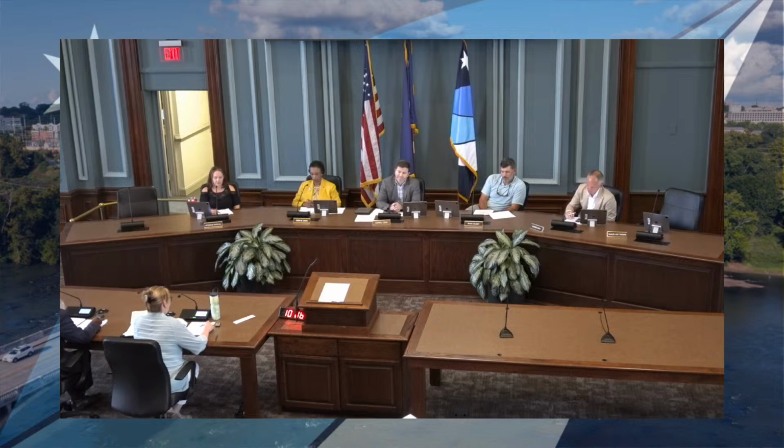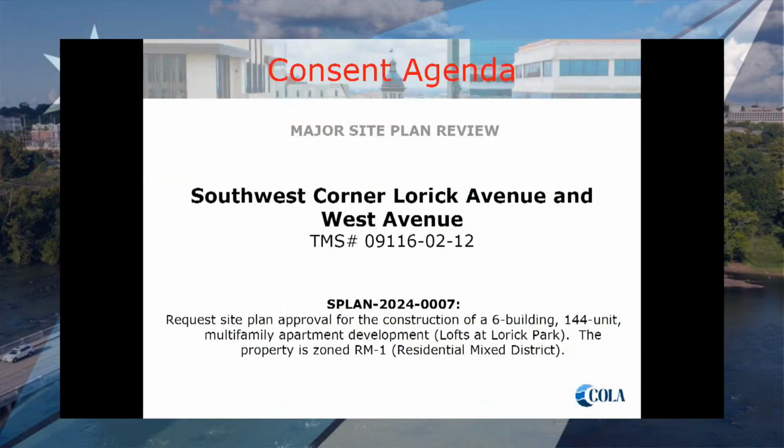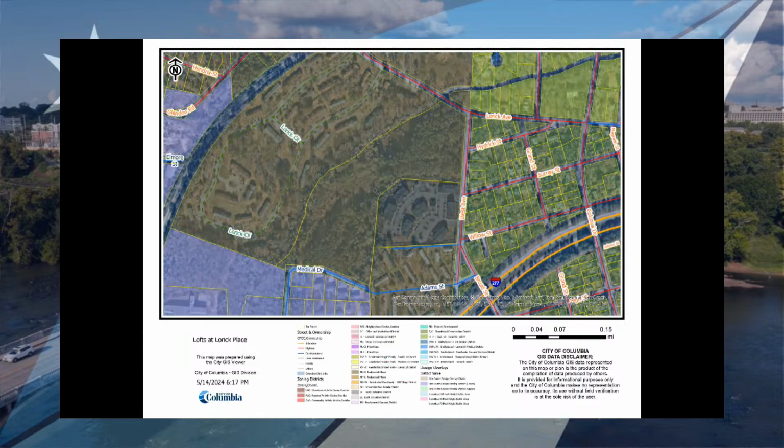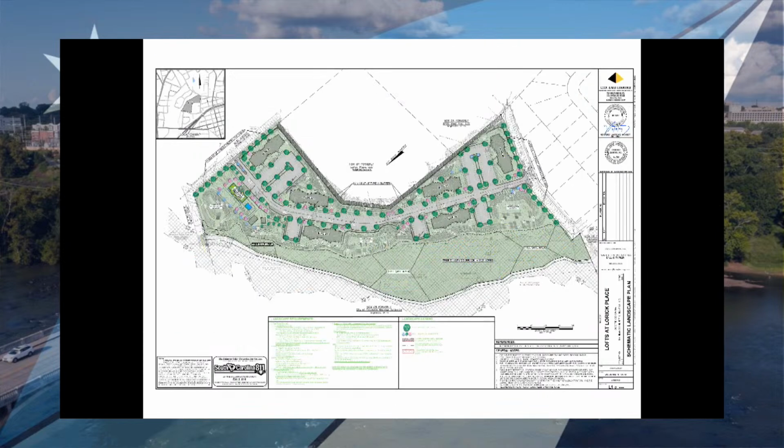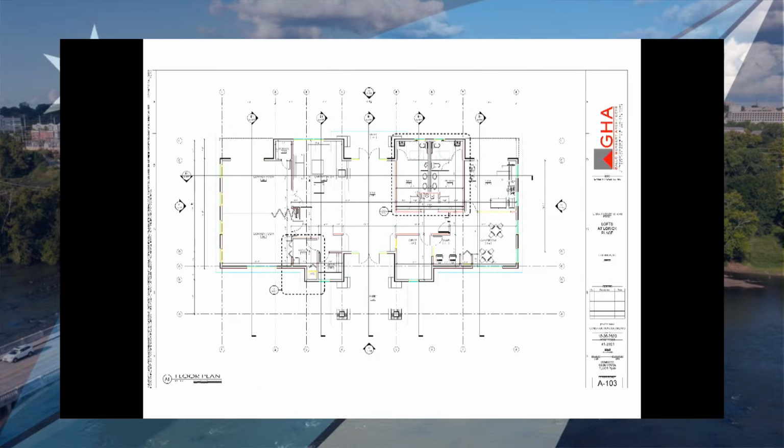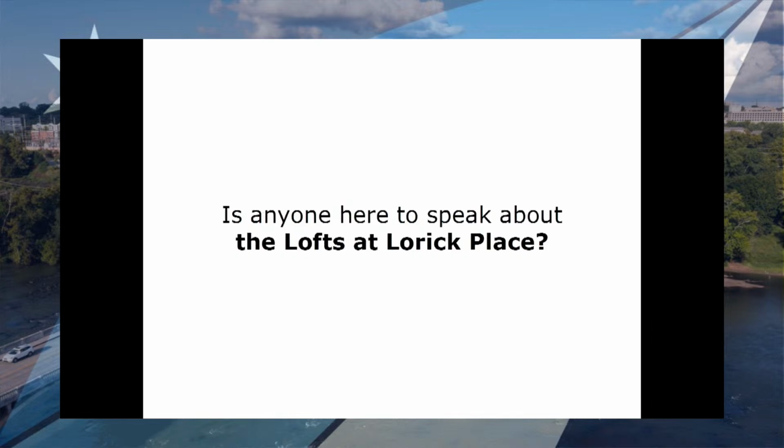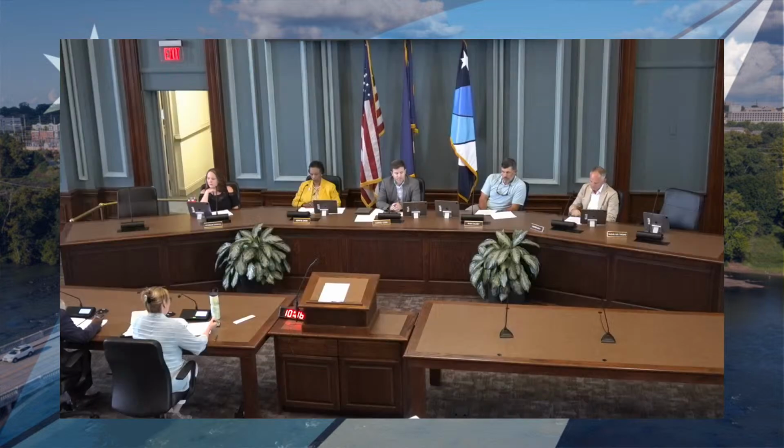We can continue. Next, we have S-Plan 2024-0007. The southwest corner of Lorick Avenue and West Avenue requests site plan approval for the construction of a 6-building, 144-unit multifamily apartment development, The Lofts at Lorick Park. The property is zoned RM1, Residential Mixed District. Is there anyone here to speak about the Lofts at Lorick Place? We can continue.